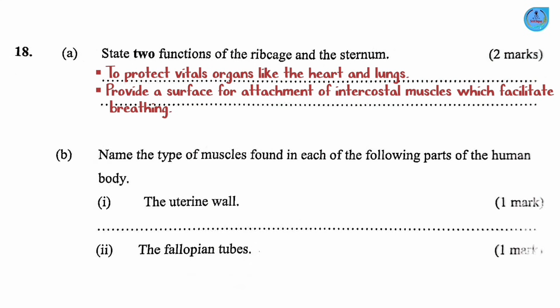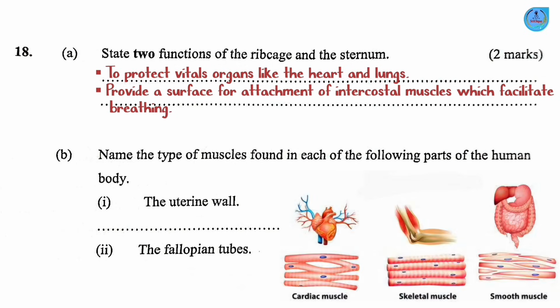Part B. Name the type of muscles found in each of the following parts of the human body. So we have the uterine wall and the fallopian tubes. Now, when talking about muscles, we only have 3 types of muscles. Number 1, we have the cardiac muscles. These, of course, are only found in the heart, so that takes them out. We also have the skeletal muscles. Skeletal muscles are those that are attached to our skeleton.